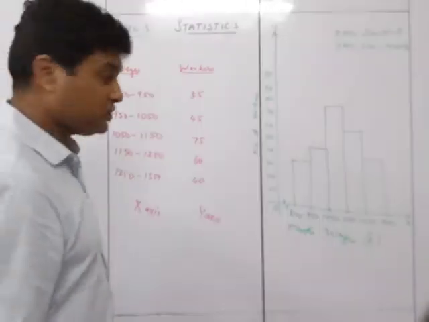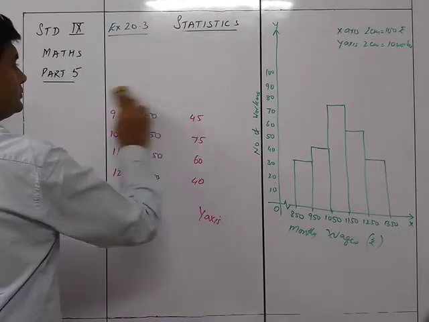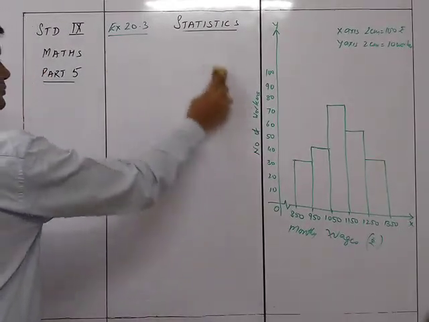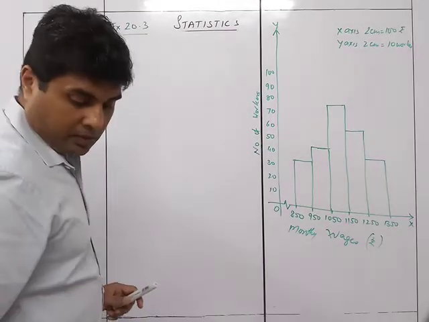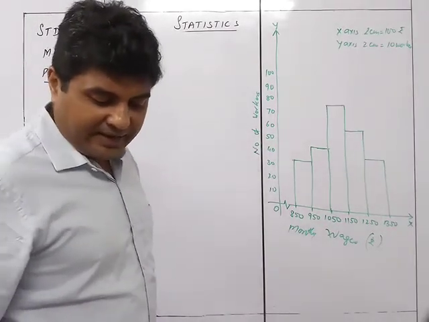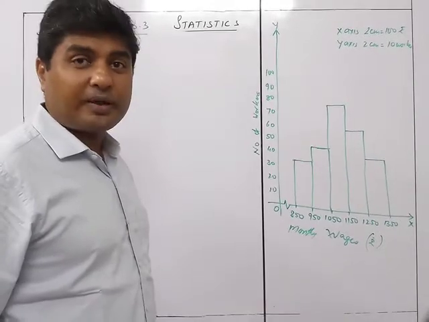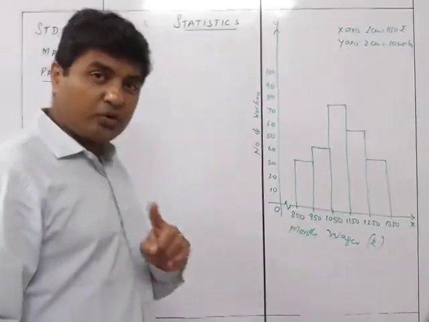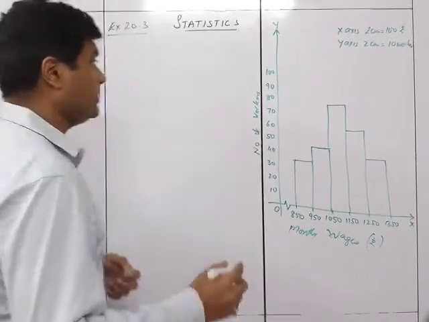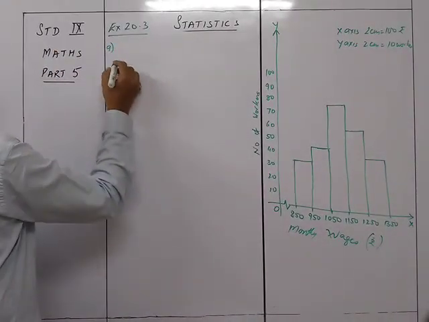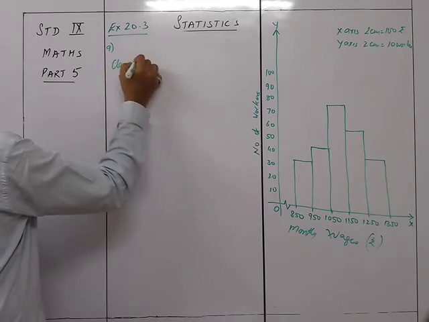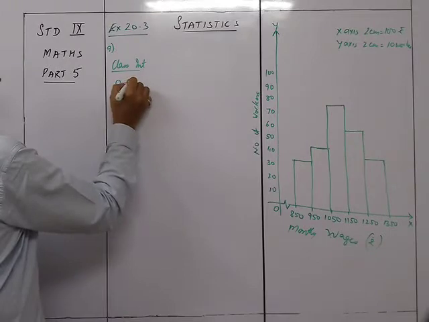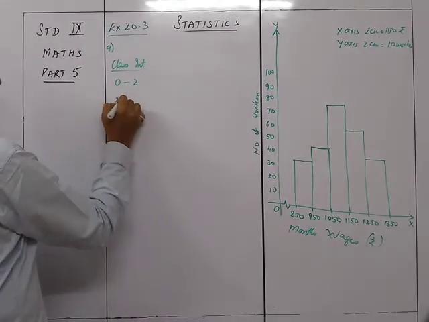Again we have to draw a histogram. In this, the data is given as below 2, below 4. What does that mean? We are given the cumulative frequency. When they give you below 4, below 2, it means they have given a cumulative frequency. So in question 9, we have the class interval. Because it is below 2, it means 0 to 2. Then below 4 means 2 to 4.